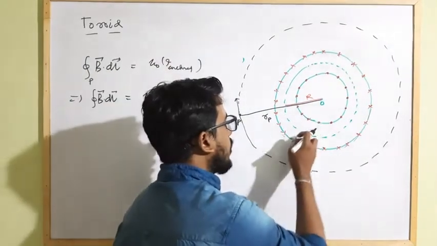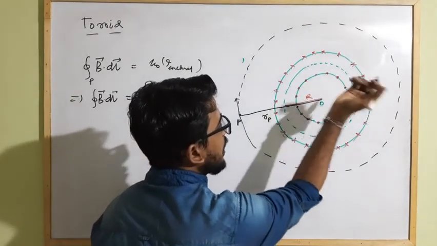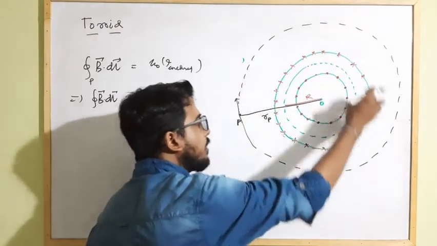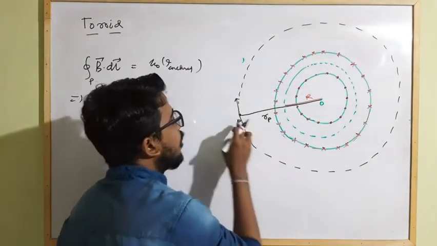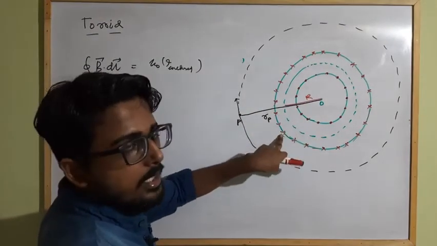So the same number of turns are here carrying current outward and here carrying current inward. So the net current enclosed within the Amperean loop over P is how much? Plus I minus I will be 0.